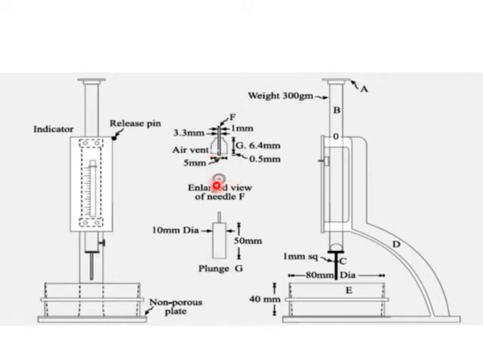And you can see here there are actually 3 needles. The first one, having 1 mm diameter, is used for initial setting time. This one is used for final setting time.